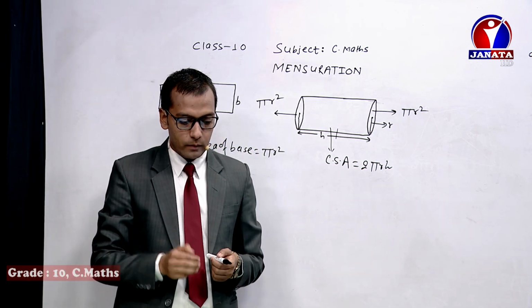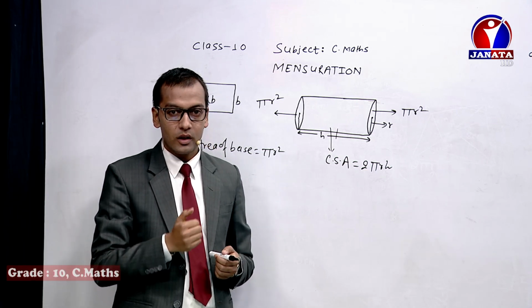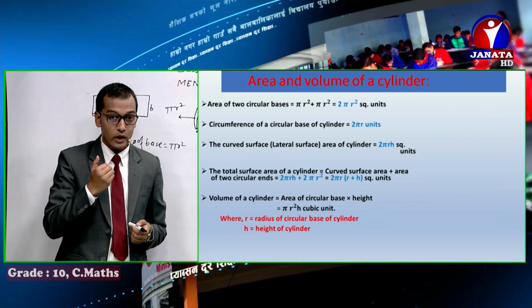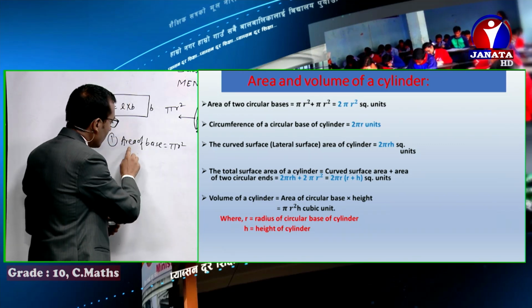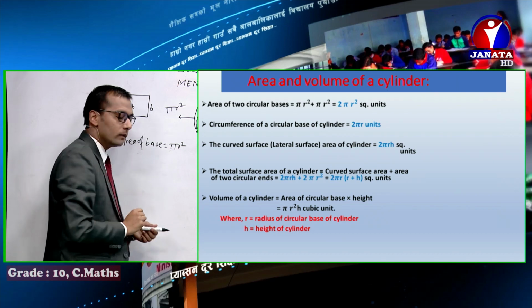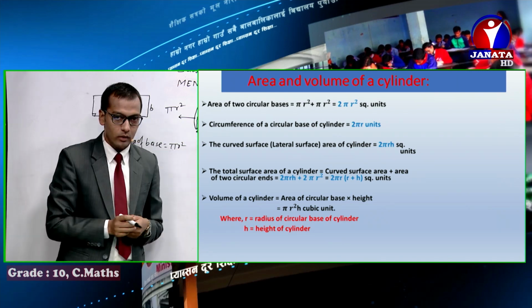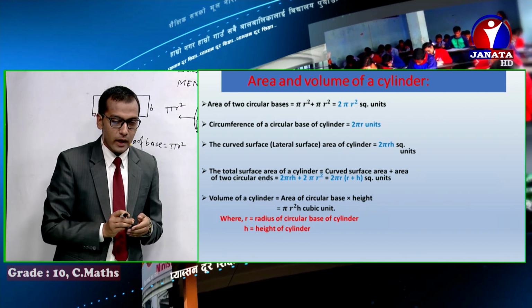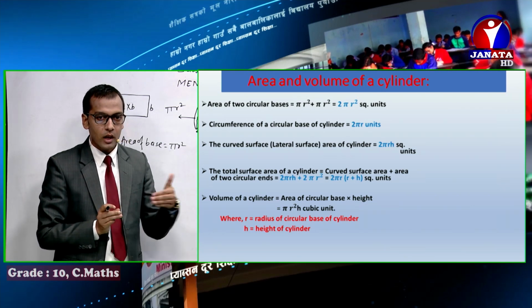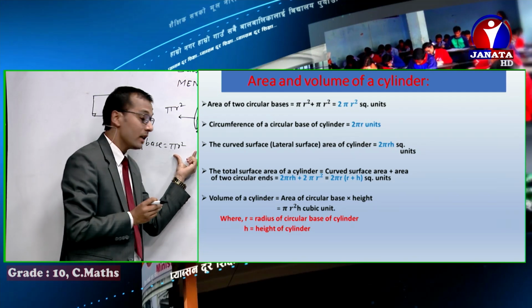We can see on the slide. I'm going to write or derive the same formulas here. Area of base pi r square. Area of one of the bases is pi r square. So if we are asked to find area of base of cylinder, we use this formula pi r square.